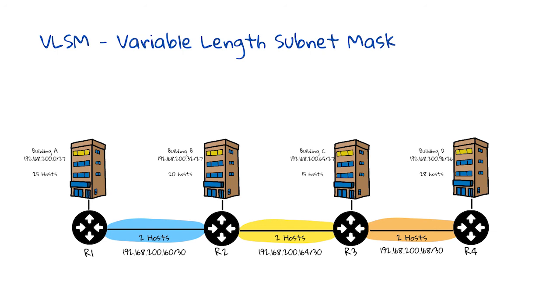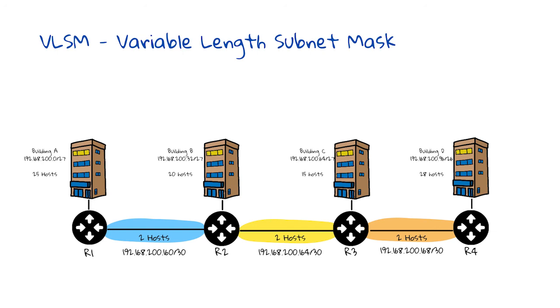So we're going to allocate building D up to 62 hosts, and that block size is going to increase by 64. Therefore, our network for building D is going to be 192.168.200.96/26. Our point-to-point links only utilize 2 IP addresses, so we're going to use a /30 mask.